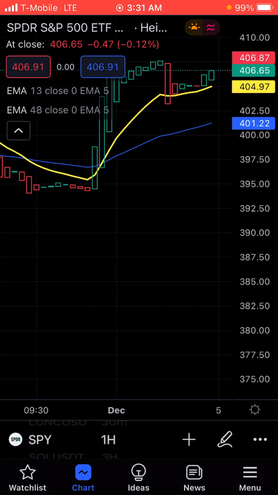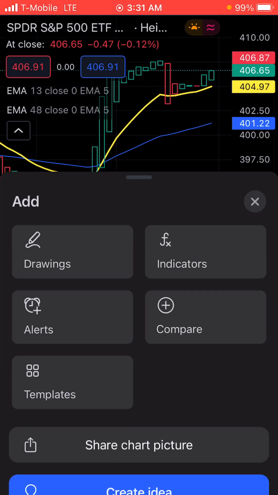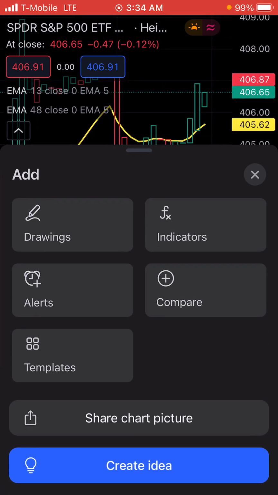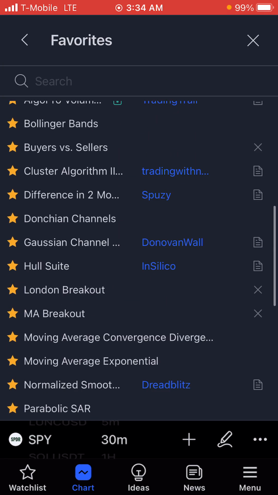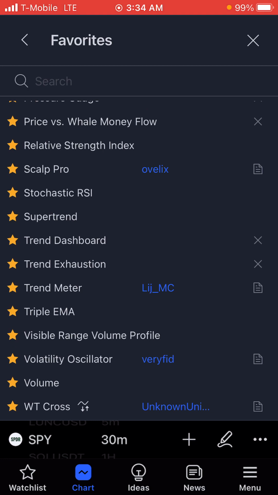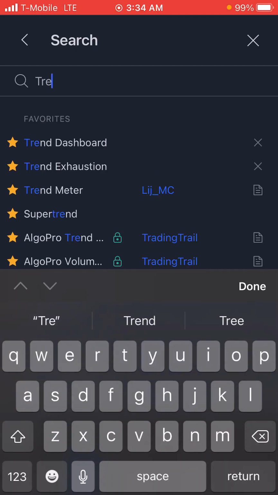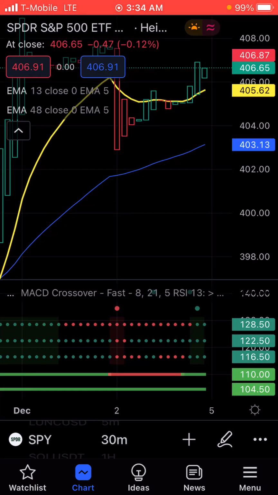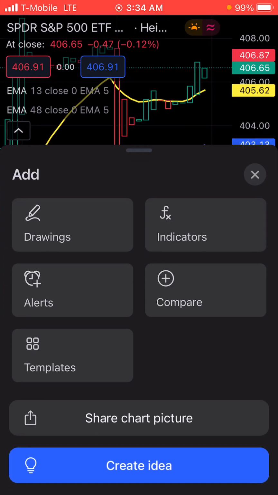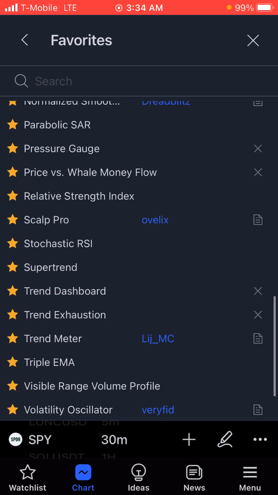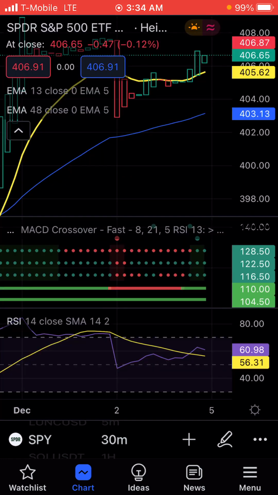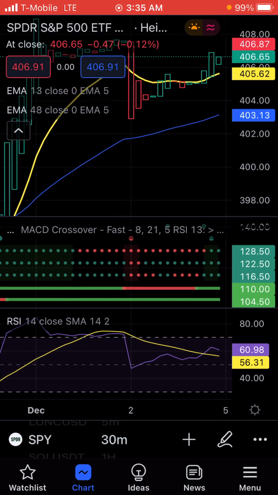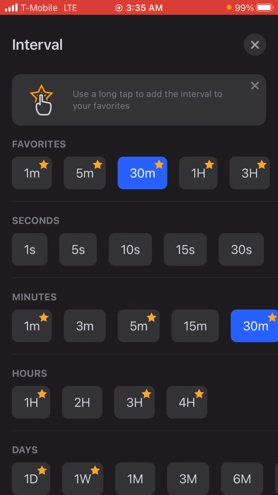You need two other indicators, and I'm going to load that one. The indicators that you need are the trend meter, which will be this one here, and then you're going to need your relative strength index. Those are the two that you need for this. So we're going to focus on the hour today.